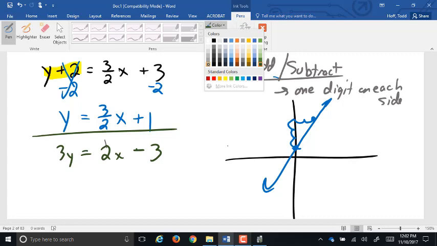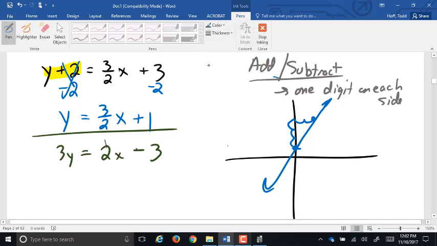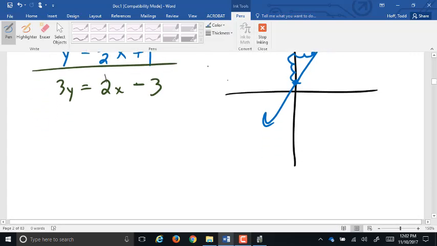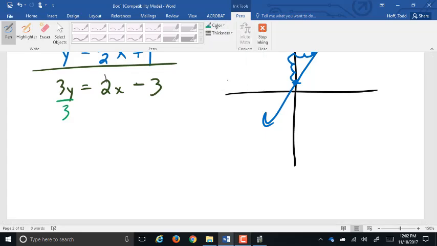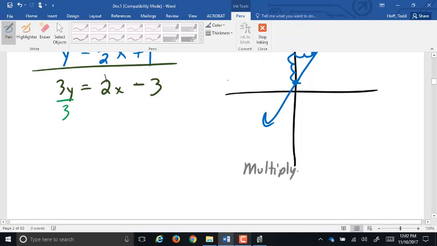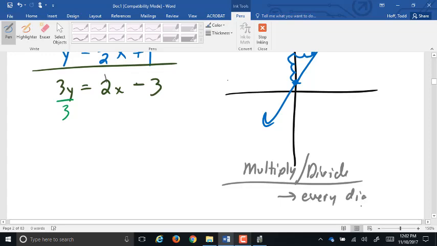Now here, what's going on for us? The y is not alone again. It's being multiplied by 3. To get rid of it, we're going to have to divide by 3. Now, just like we said with our addition and subtraction, let's make a note about multiplying and dividing. When we multiply or divide an equation, we have to do it to every digit on both sides.